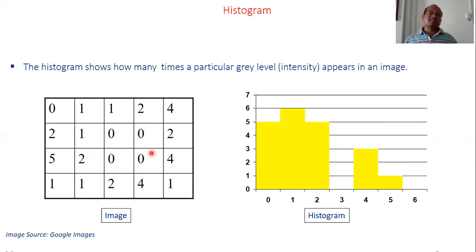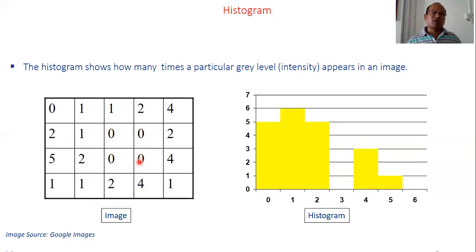So if we look at the matrix very carefully and count 0, 1, 2, 3, 4, 5, there are 5 pixels whose grayscale value is 0. Probably they are very dark, like a black dot or black pixel.